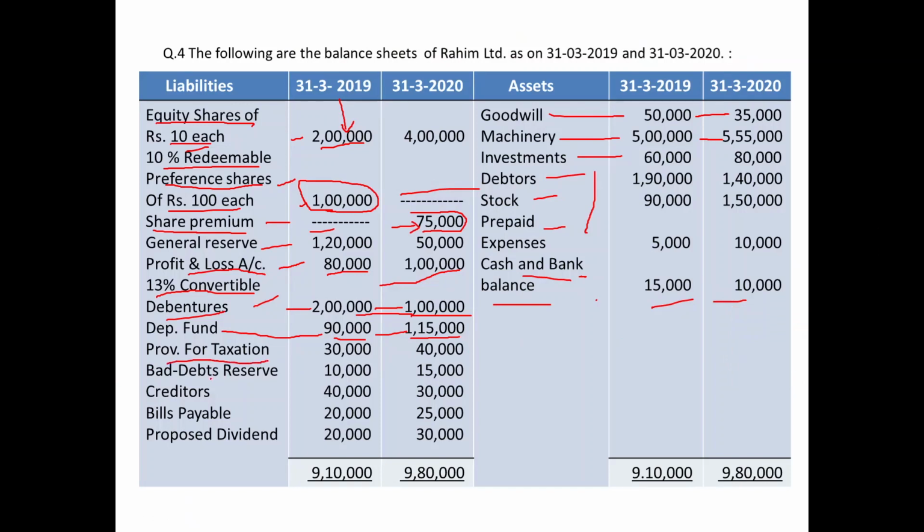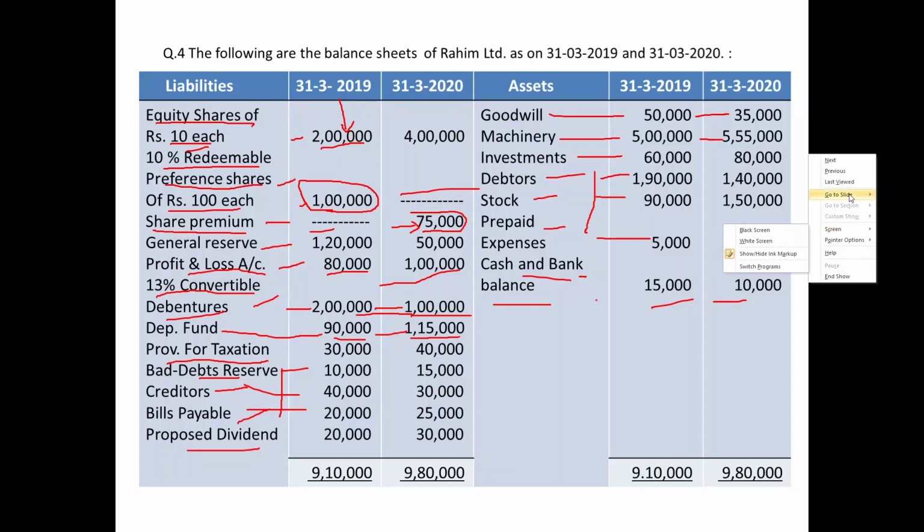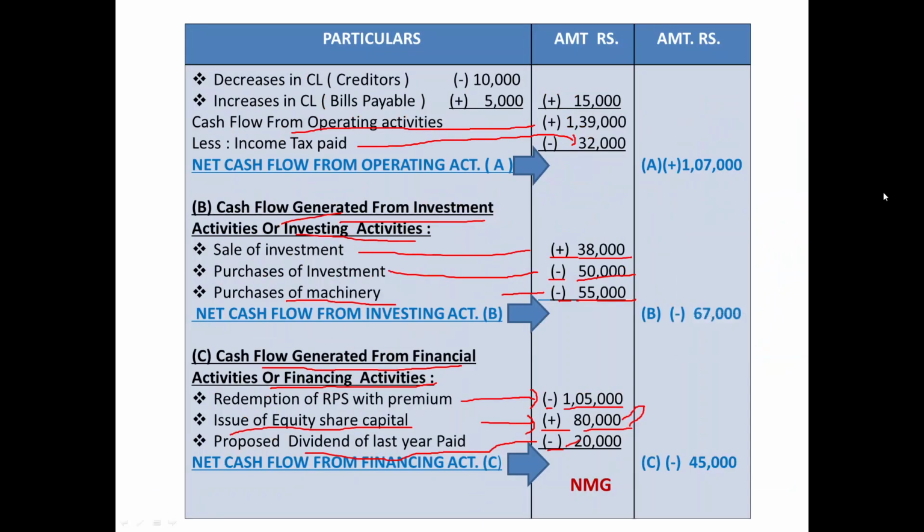Provision for tax over, bad debt reserve, creditors, bills payable. Three items of current liability that we will report under the second title. After 1 minute wait, proposed dividend over. Now second sub reporting for current assets and current liabilities. Debtors on the asset side, stock and prepaid expenses. Likewise from the liability side, BDR, creditors and bills payable. Let us report it under the second sub-reporting in the cash flow statement.